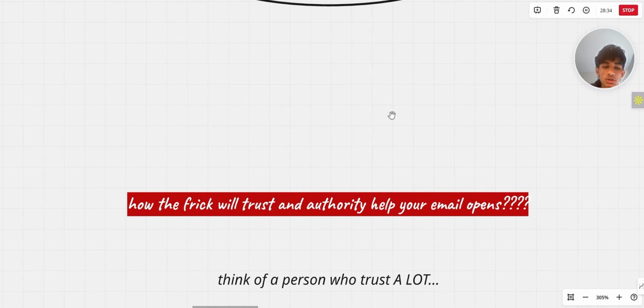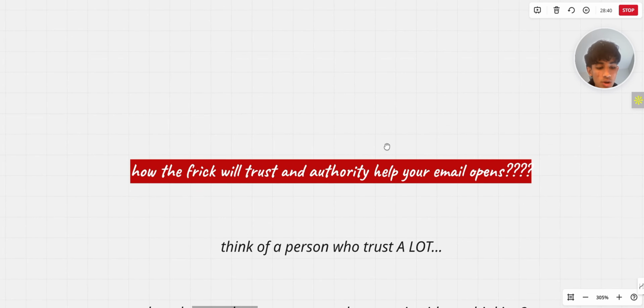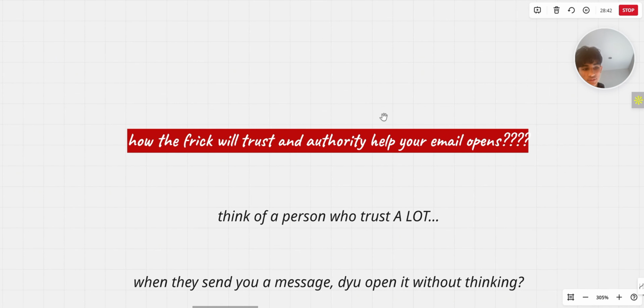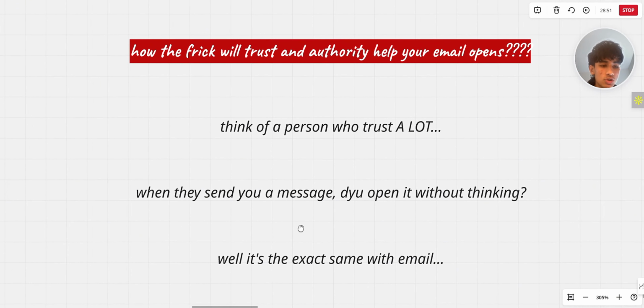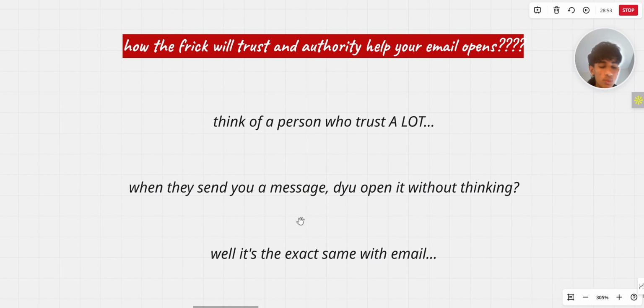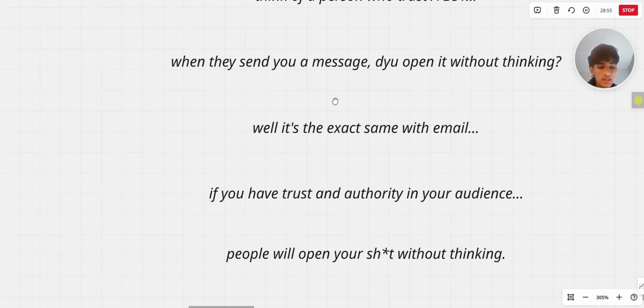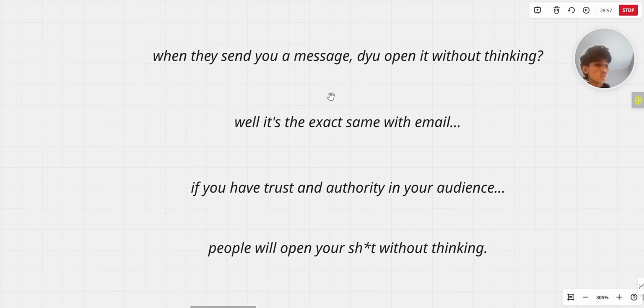Well, think about it like this. Think of a person who you trust a lot. Maybe it's your mom, maybe it's your brother, maybe it's your dad, someone who you know really well, or someone who you trust a lot. If they send you a text message, do you open it without thinking? Yes, you do. If your mom sends you a message, you will open it without thinking. Well, it's the exact same thing with email. If you have trust and authority in your audience, then people will just open your emails without thinking.